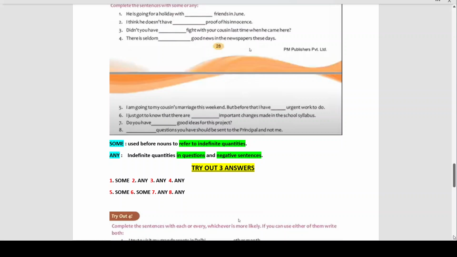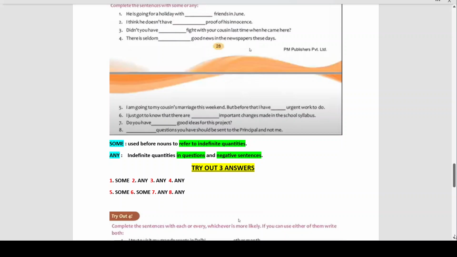Do you have any good ideas for this project? Why are we using any? Because it is a question. Number eight, any questions you have should be sent to the principal and not me. Now, this is again a negative thing because he is saying that whatever questions you have, don't send it to me, send it to the principal. So, we use any. Any questions you have should be sent to the principal and not me.